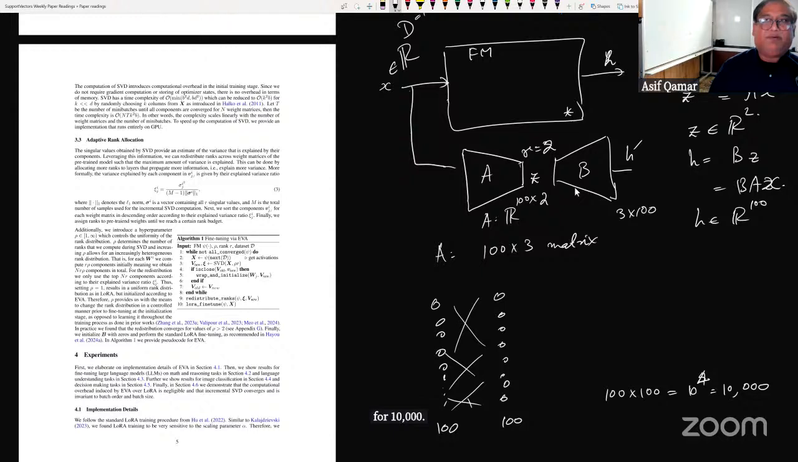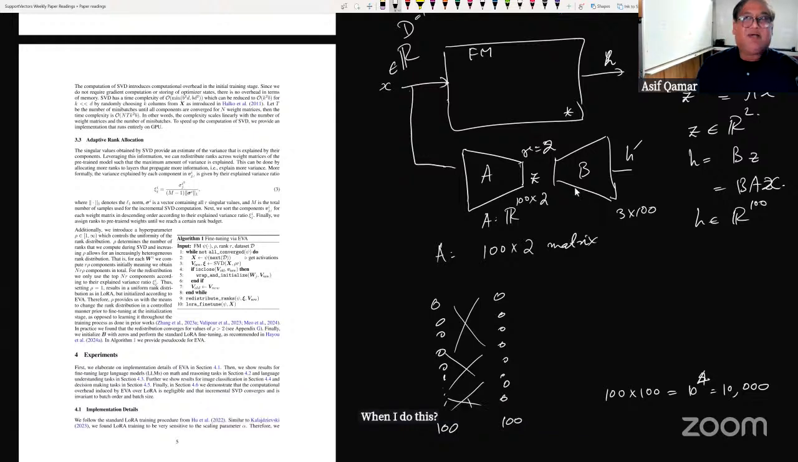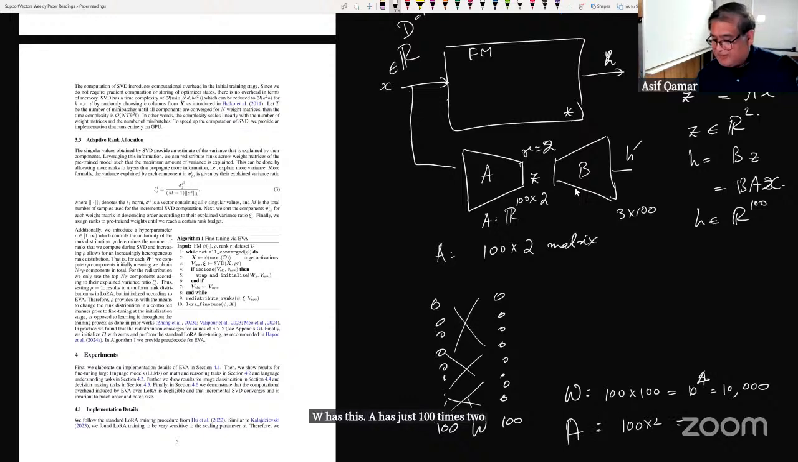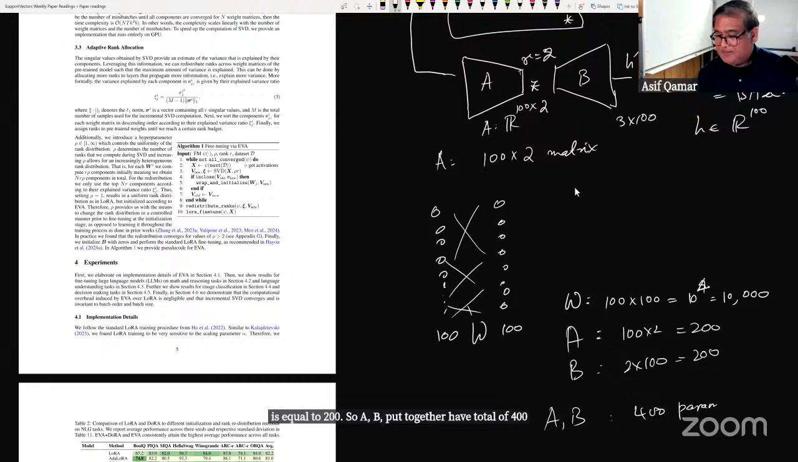It has 10,000 parameters. On the other hand, when you do this instead, what is the number of parameters? When I do this, how many parameters do I have now in A? So this W has this. A has just 100 times 2, which is 200. And B has, again, 2 cross 100, which is 200. So A and B put together have a total of 400 params, right?